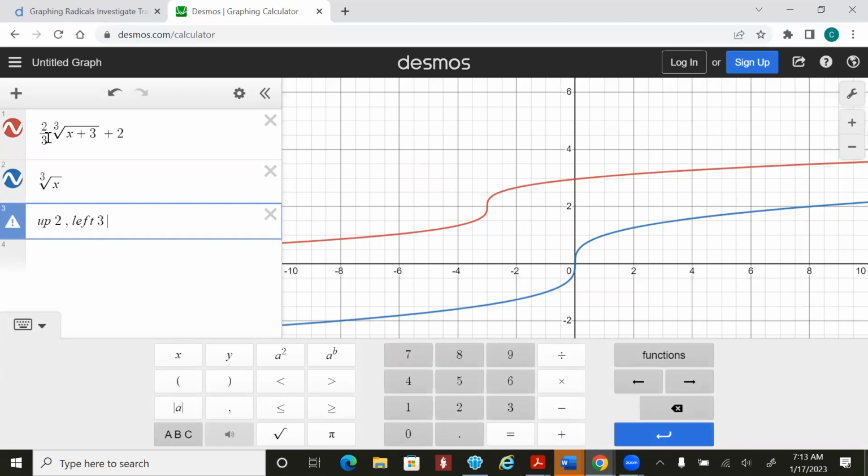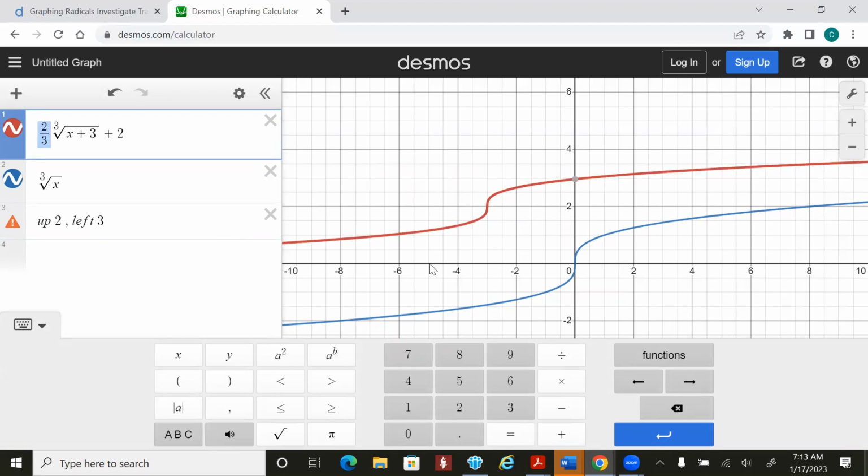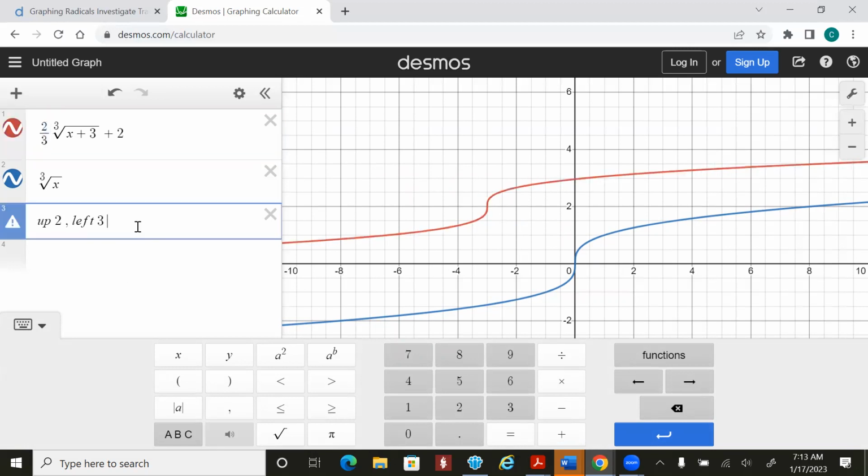Now there's this little 2/3 that's chilling out front. That is what we're going to call a shrink of 2/3. That's kind of like where somebody pushes something together. It also could be called a compression of 2/3. If the number out front is less than 1, it's going to be either a shrink or a compression. If it's greater than 1, it's going to be a stretch, or you might see the word enlargement.